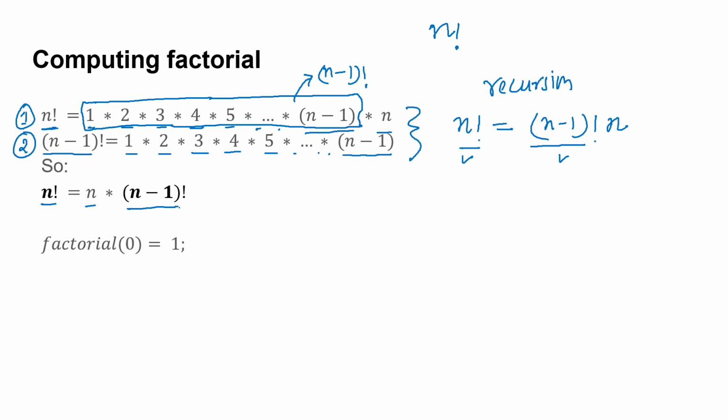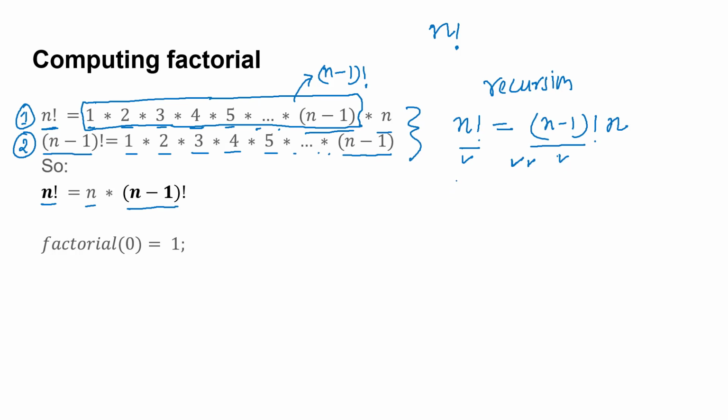Now let's think about programming. If somebody says that we have to write a method that computes n factorial, then we can use the same expression that we have over here in programming as well. When you're defining n factorial as n minus 1 factorial multiplied by n, then we need to think about a stopping criteria.